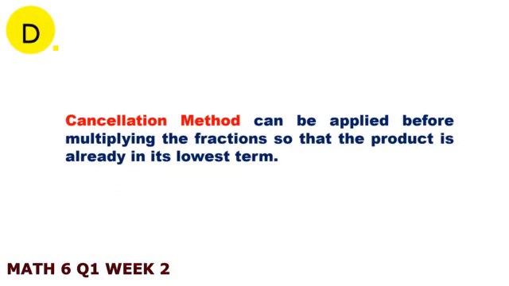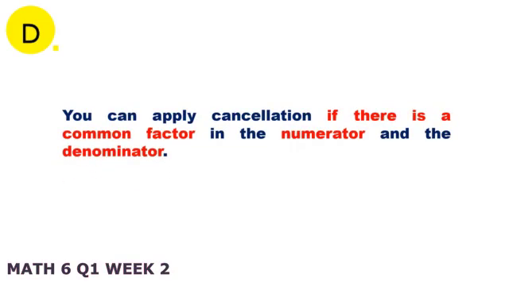Cancellation method can be applied before multiplying the fractions so that the product is already in its lowest term. You can apply cancellation if there is a common factor in the numerator and the denominator.